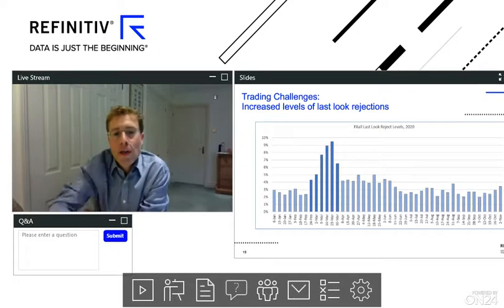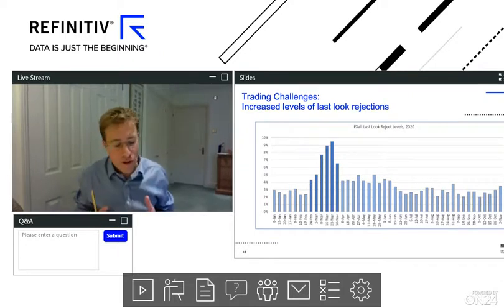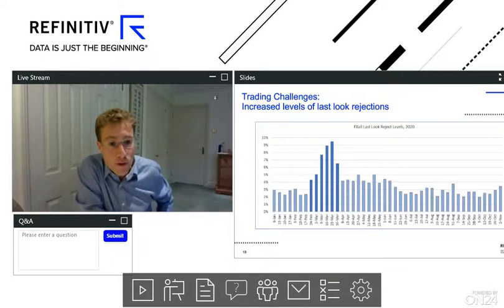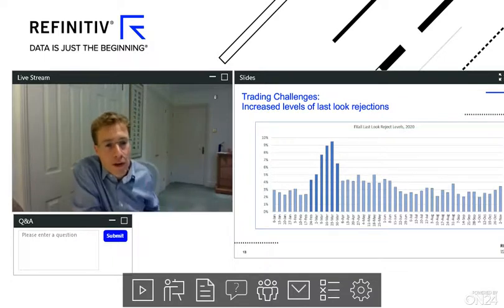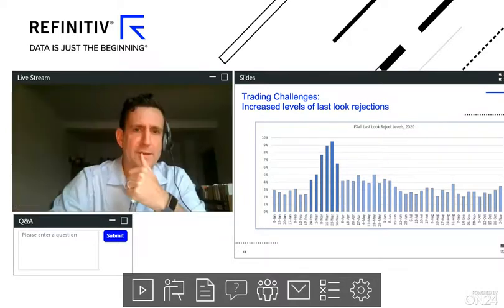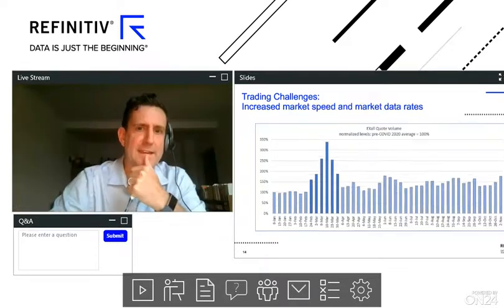So I think it's a nice picture that illustrates a crisis in the market in terms of people being able to trade the way they used to, and then the industry correcting that through the year and the crisis passing. I think that is very clear, and I think this is seen again in the next slide, which is looking at market speed and market data rates.